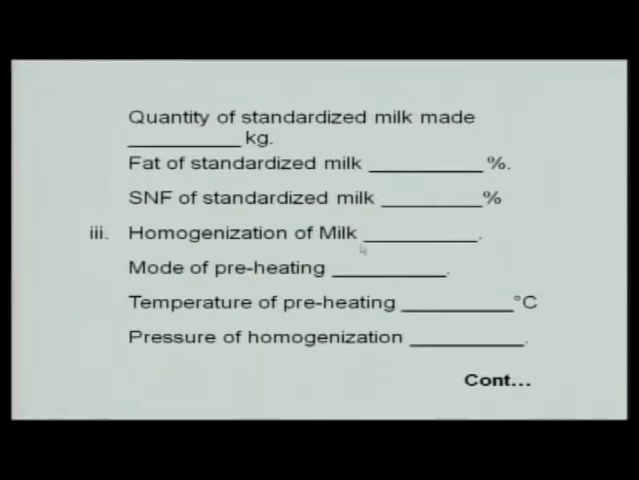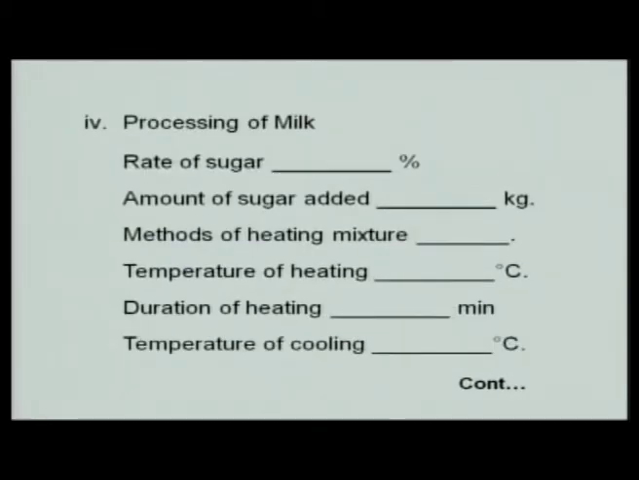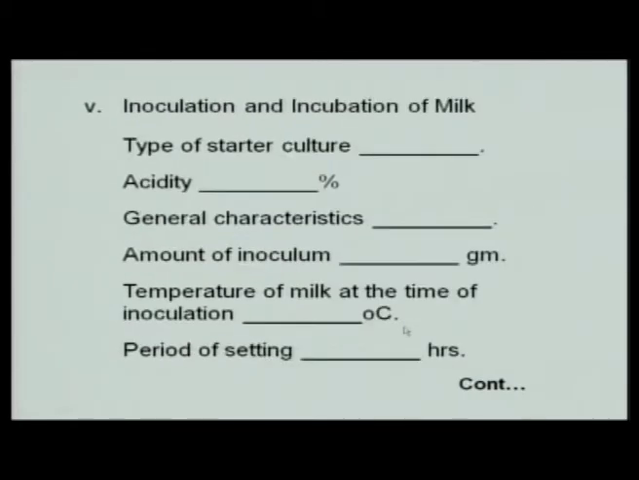Then homogenization of the milk, that is, what is the mode of preheating, temperature of preheating and pressure of homogenization. Then we come to the processing of milk: how much sugar we have added, rate of sugar addition, amount of sugar added, then the method of heating the mixture, temperature and duration of heating, and then the temperature of cooling also is to be taken into account.